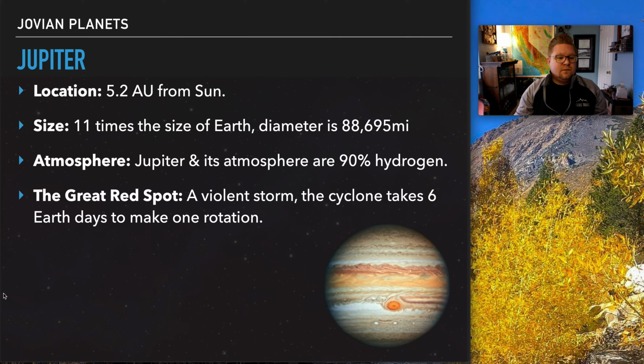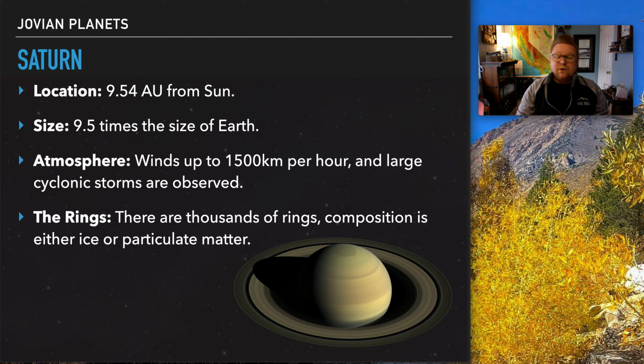Our next planet will be Saturn. Saturn is 9.54 astronomical units from the Sun. It's about 9.5 times the size of Earth, so it's quite large. Its atmosphere, well, their winds are over 1,500 kilometers per hour. Very large storms have been observed as well, but the thing that people see and observe most about Saturn is going to be its rings. There are thousands of individual rings. The composition ranges from ice to particulate matter.